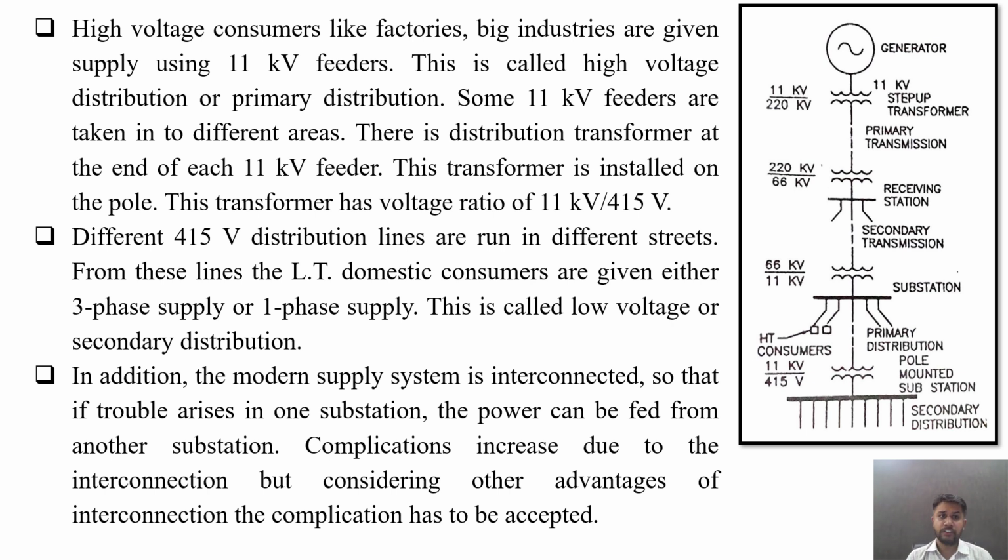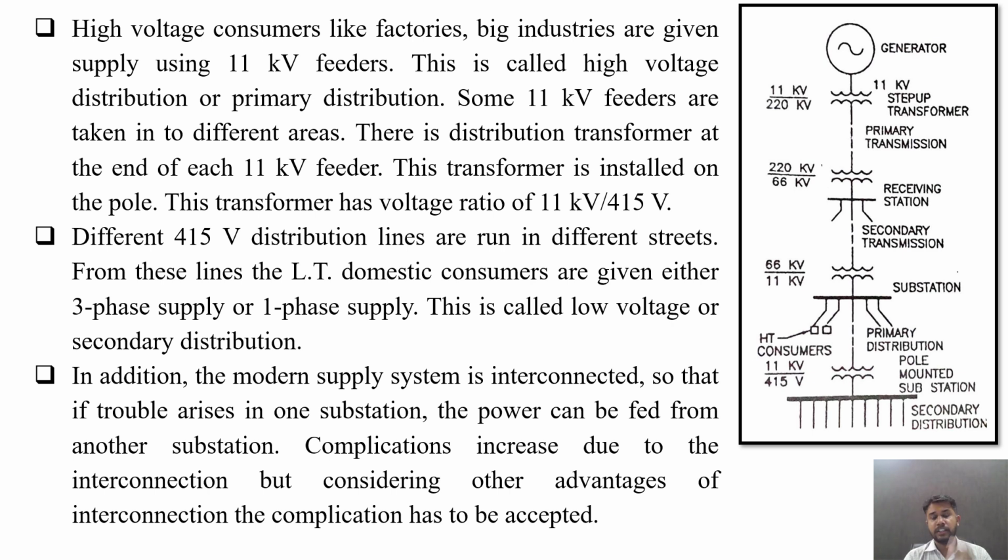Now different 415 volt distribution lines are run in different streets. From these lines the LT domestic consumers are given either a 3 phase supply or a single phase supply. This is called low voltage or secondary distribution.